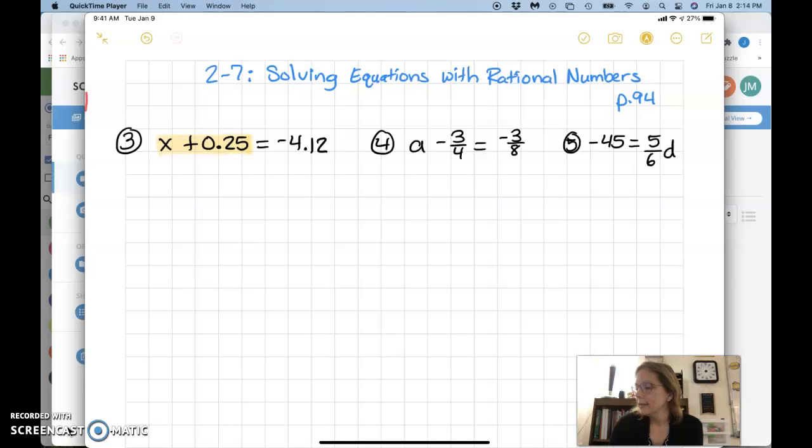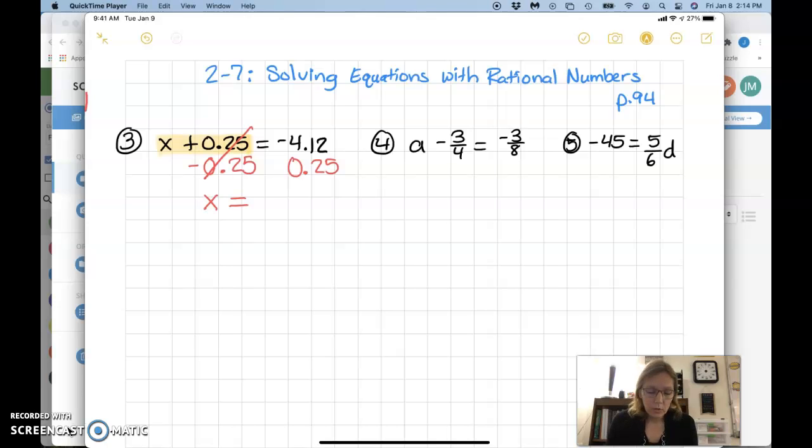So I see that 0.25 is being added to x, so I'm going to do the opposite, which is subtract it from both sides. Because remember, whatever I do to one side, I have to do to the other. And so I'm going to use my calculator. You can too. These two are going to cancel out. And I'm just left with x, which is what I wanted.